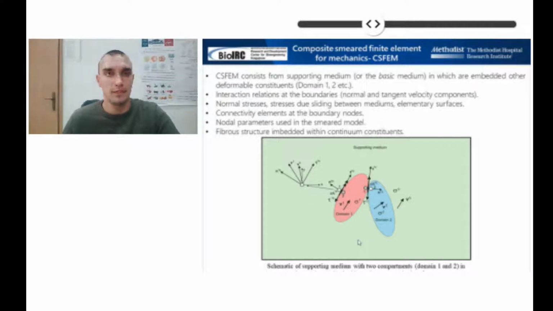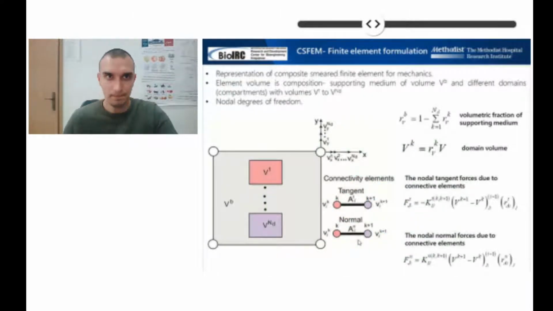Also, we have normal stresses at the interaction surfaces, and due to sliding between compartments and the supporting medium, we have tangential stresses. To be more precise, we calculate elementary surfaces between the supporting medium and the domains 1, 2, or however many are presented here, and between two compartments respectively. Also, we calculate the geometrical projections of these surfaces, and further, when formulating the finite element model, we introduce connectivity elements at the boundaries, nodal parameters, and fibrous structure embedded within these continuum constituents.